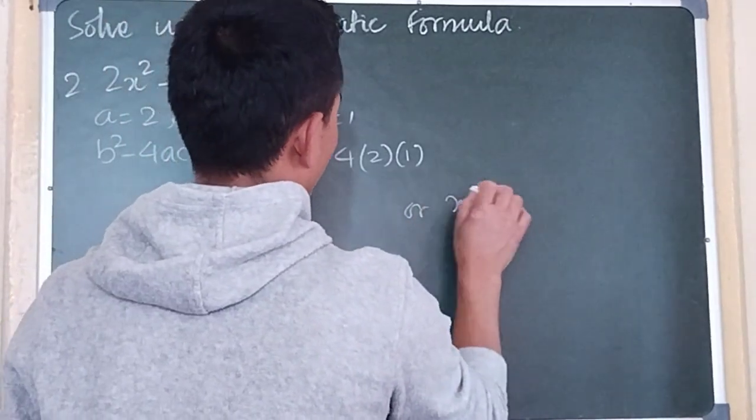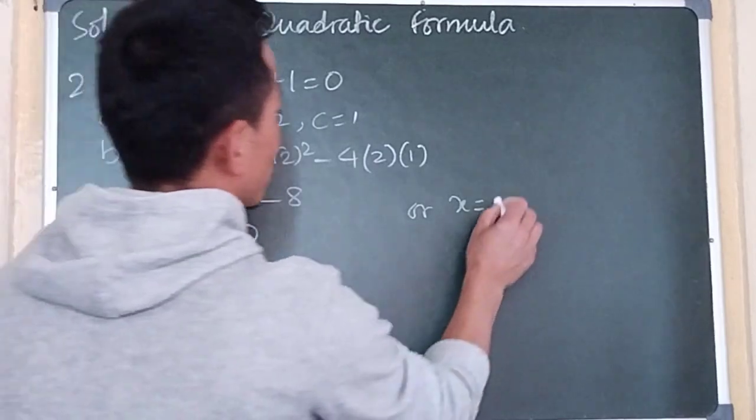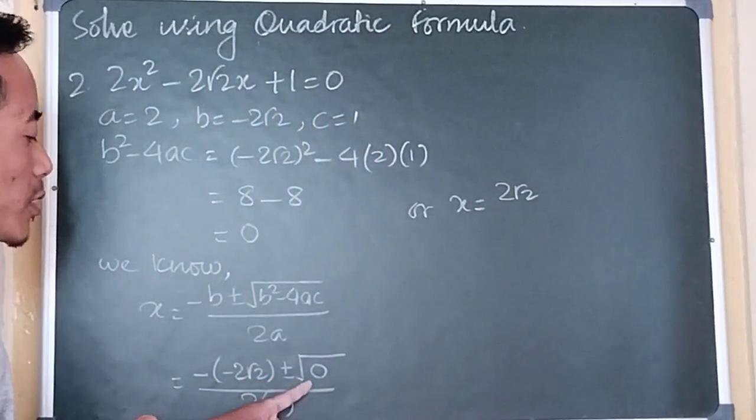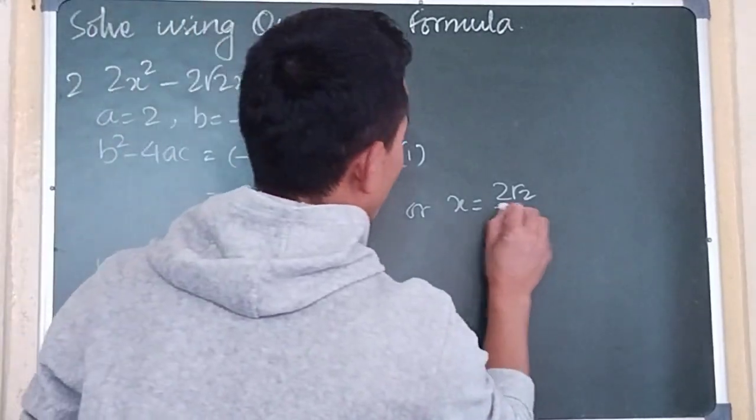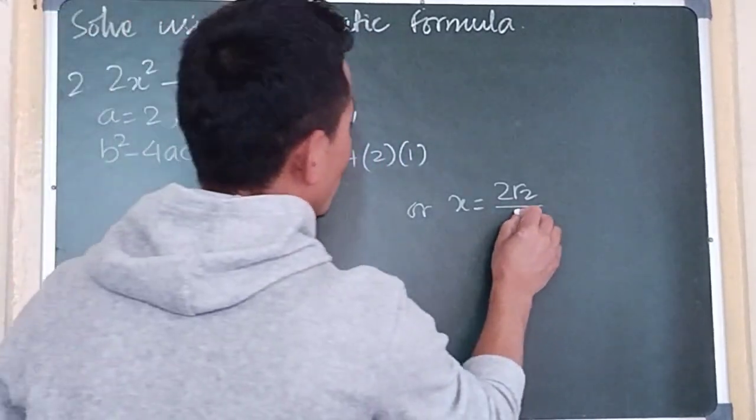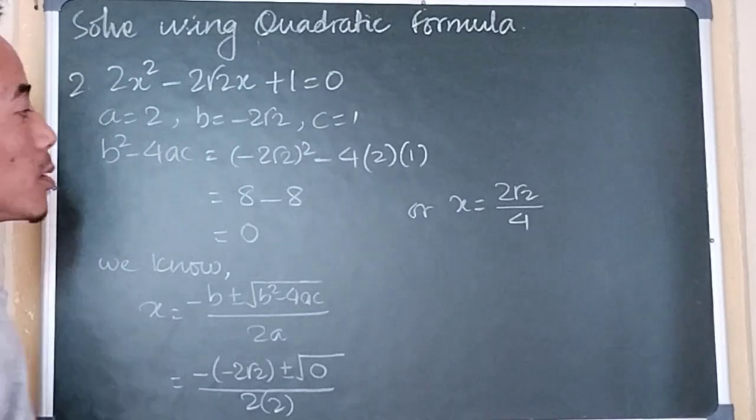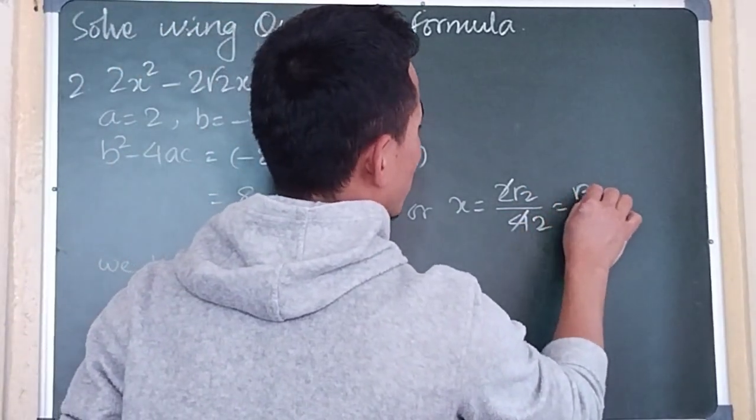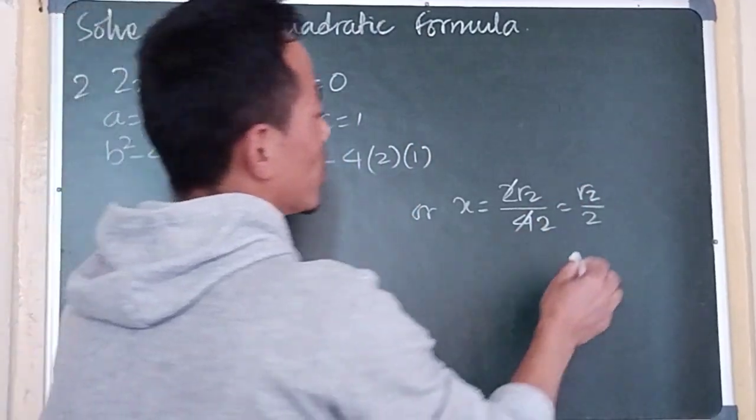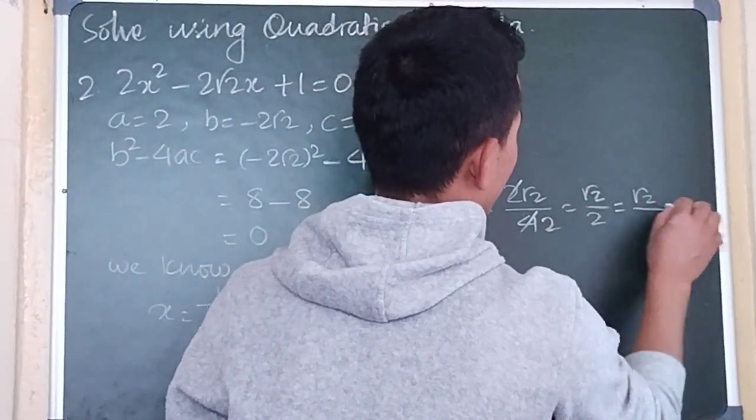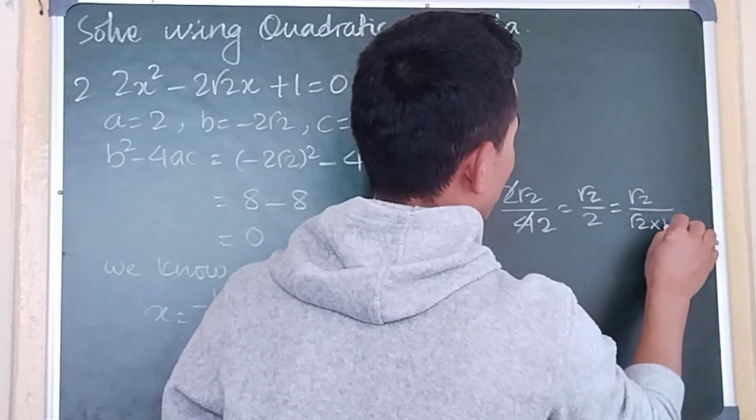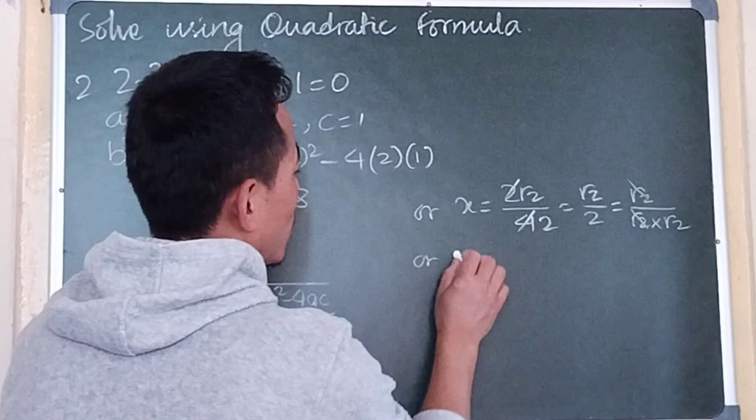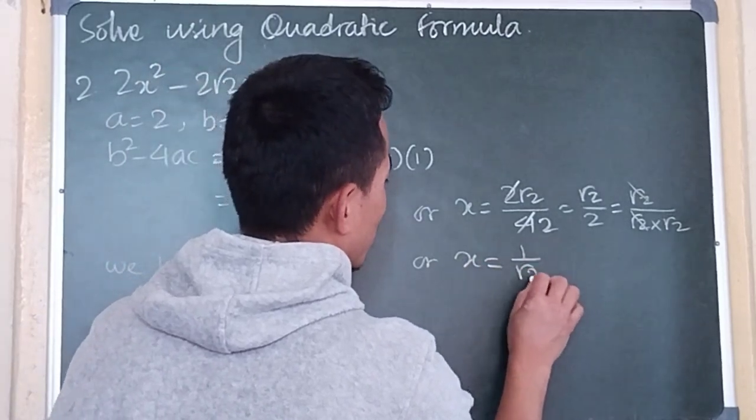Or we can write x is equals to, this minus into minus becomes plus. So we have 2 root 2 plus minus square root of 0, which is 0, divided by, we have 2 times 2, which is 4. So simplify this further, this becomes 2 root 2 divided by 4, so here we have root 2 divided by 2. Now this can be further simplified by writing 2 as root 2 times root 2. So cancel 1 root 2 again. So we are left with x is equals to 1 divided by root 2.